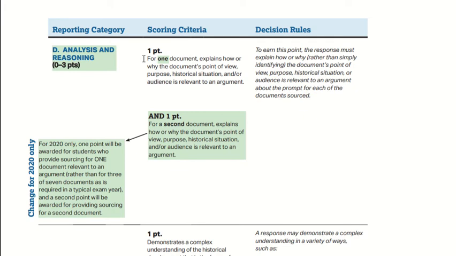So we have one document where we're explaining how or why the document's point of view, purpose, historical situation, and or audience is relevant to the argument. You get 1 point for doing that for one document successfully. You get a second point if you do it for a second document successfully. There's a little bit of extra things in here, but this basically just repeats what we said over here. So you just need to do this analysis for 2 documents in order to get 2 points.